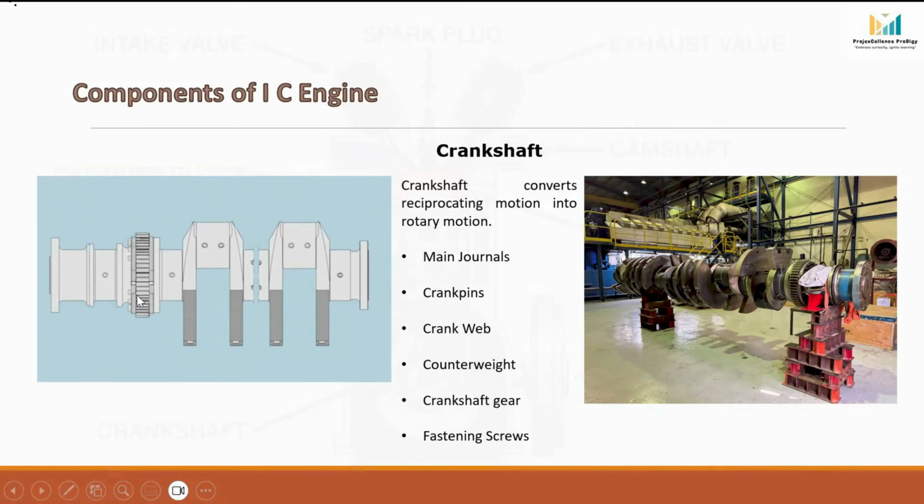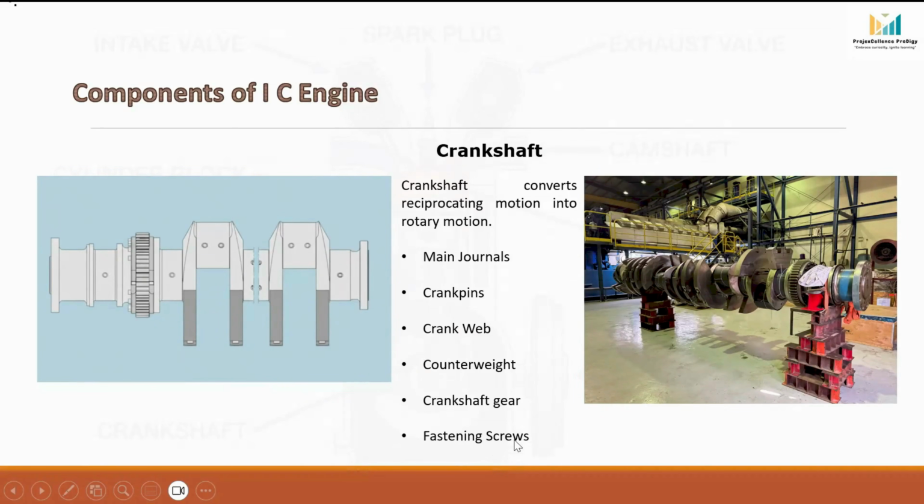Now look at this gear mounted at the end of the crankshaft. We can see it here. This is called the crankshaft gear. The crankshaft gear transmits rotational motion to various engine components through the gear train. It drives the camshaft and the governor.